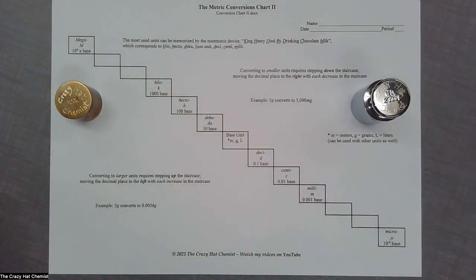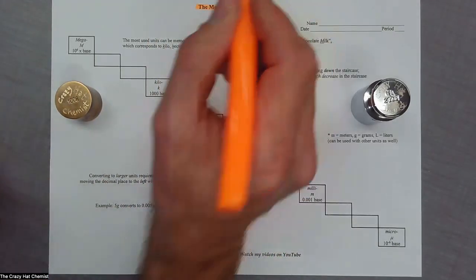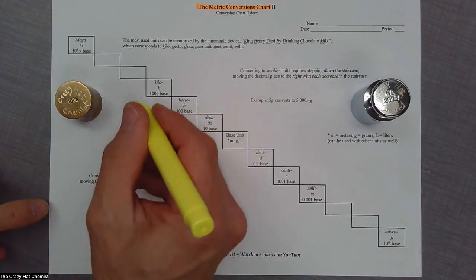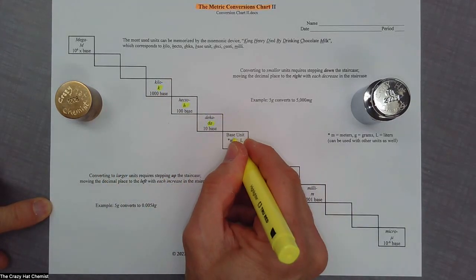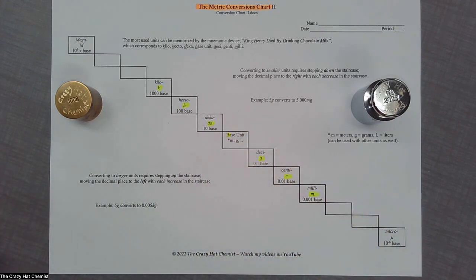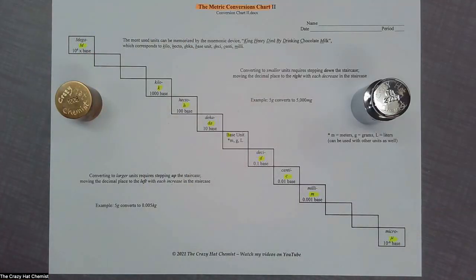I'm assuming that you have the metric conversions chart in front of you right here. This is the metric conversions chart. You're going to be taking advantage of that. Okay. And so here's how you remember this quick little mnemonic. That is King Henry died by drinking chocolate milk. I've added a couple of other extra ones in here just for your enjoyment pleasure. And that is at the far end is the micro, and at the top end is the mega.